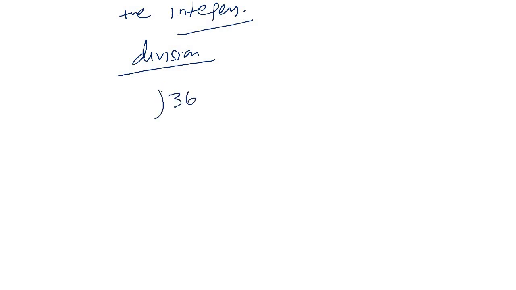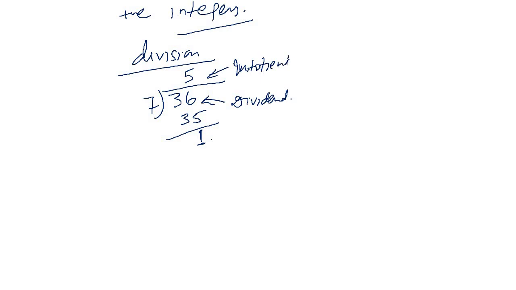Suppose we have to divide 36 by 7. So 5 times it will divide like that. Here 36 is our dividend, 5 is our quotient, 7 is our divisor, and 1 is our remainder.